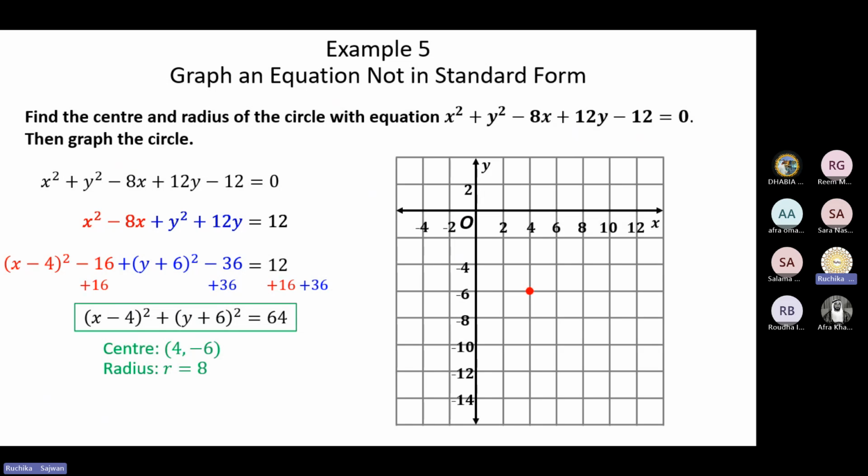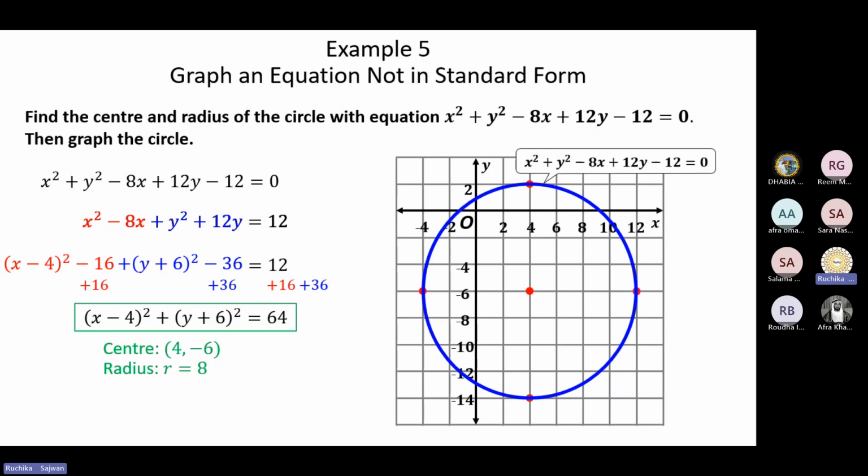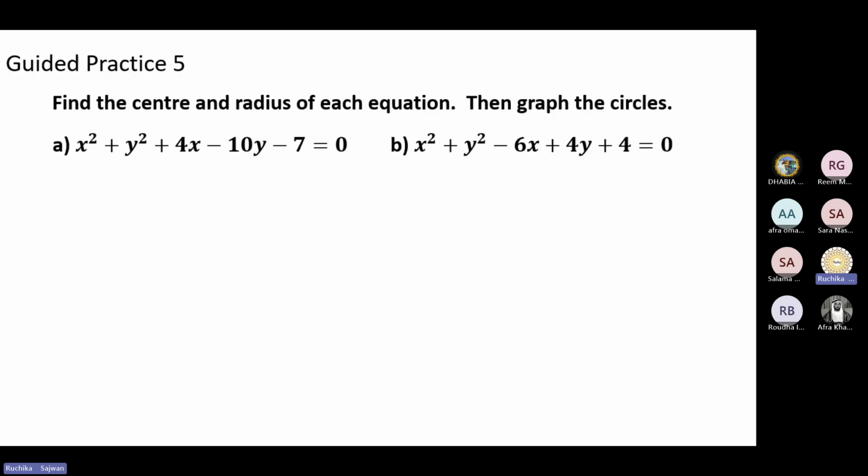So look at the graph. 4 comma minus 6. This is the center. Radius is 8 units. I move, I find the 4 points, and then I join these with the blue circle, and this is the final graph of the circle in standard form. Very important question. I am quite sure that one of these questions will come for your EOT term 2 for grade 10. Okay, so practice it.